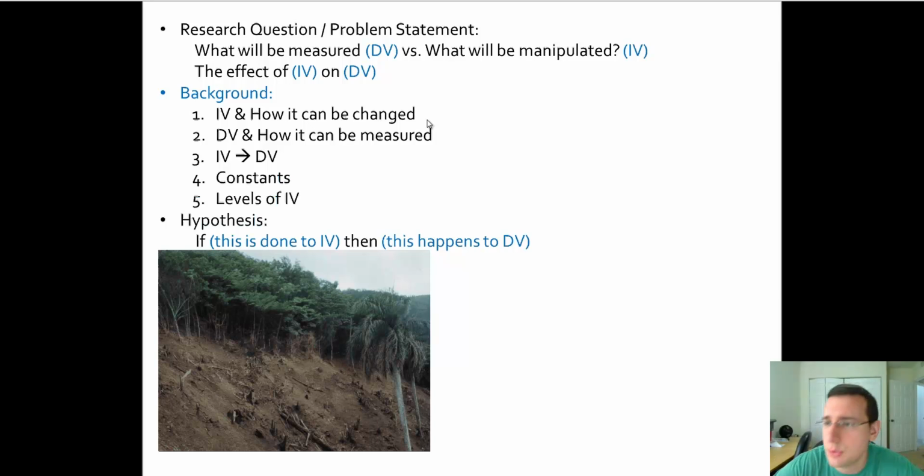So the first thing you do when you start a scientific method is ask yourself, what am I measuring to answer this question? What am I manipulating to answer this question? Which means you have to start with the research question.